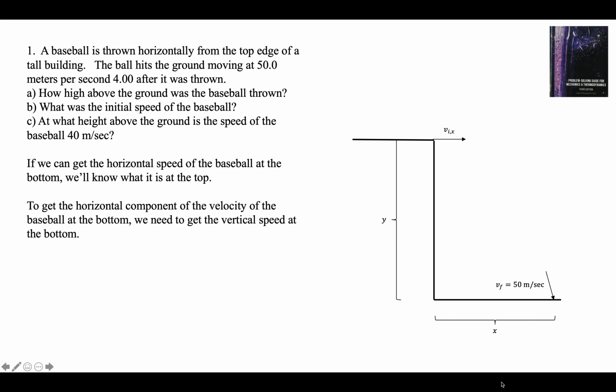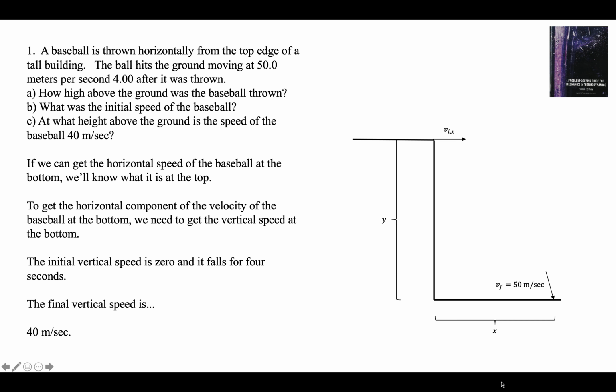To get the horizontal component of the velocity of the baseball at the bottom, we need to know the vertical component of the velocity. What's the vertical speed at the bottom? How fast is it going vertically at the bottom? Well, the initial vertical speed is 0, and it falls for 4 seconds. If the initial vertical component of the speed is 0 and it falls for 4 seconds, the final speed is 40 meters per second. Gravity increases it 10 meters per second each second.